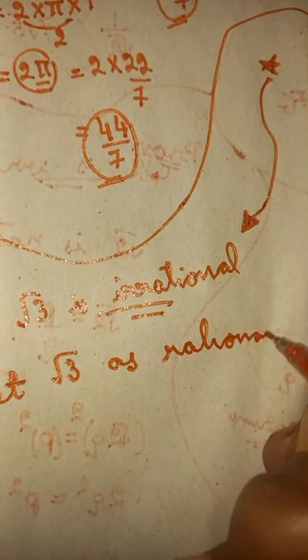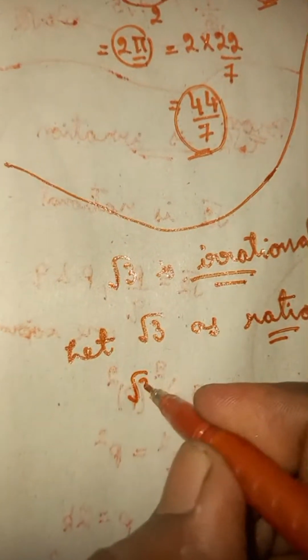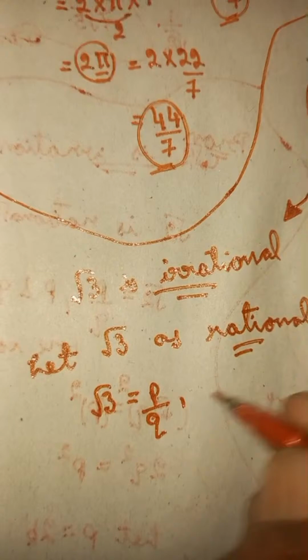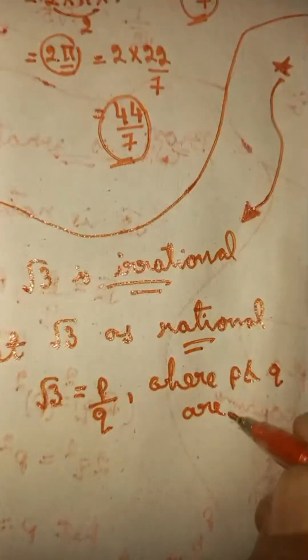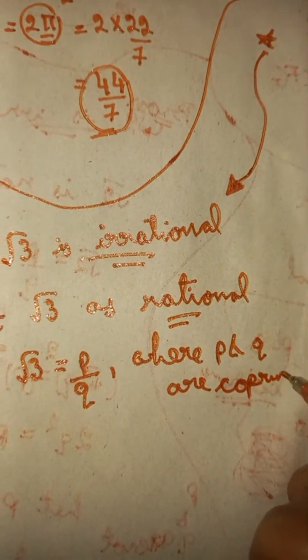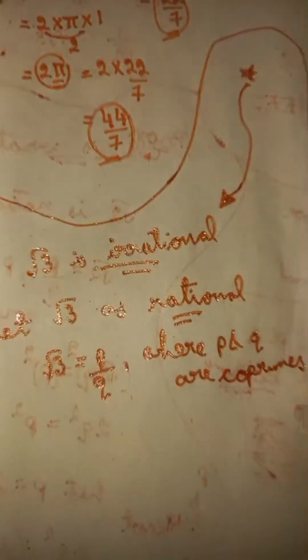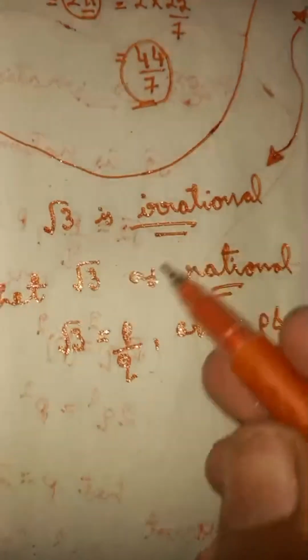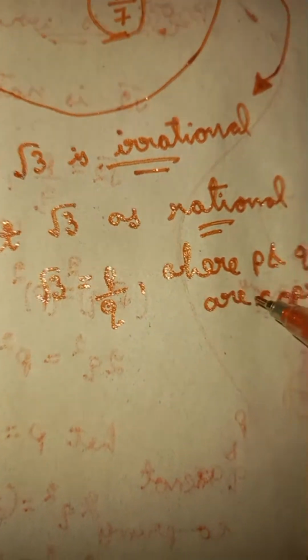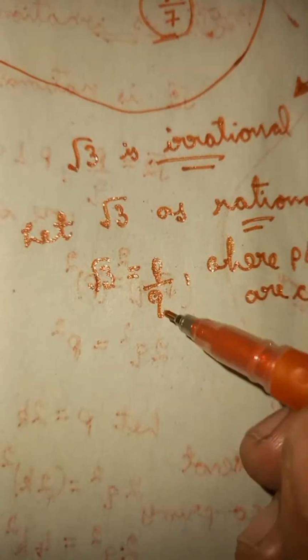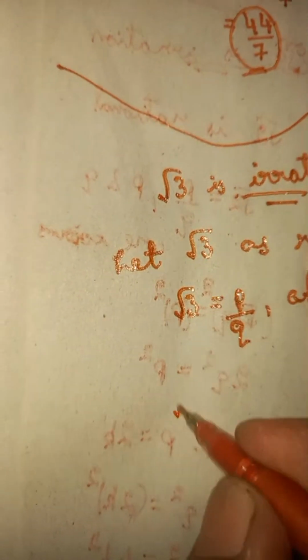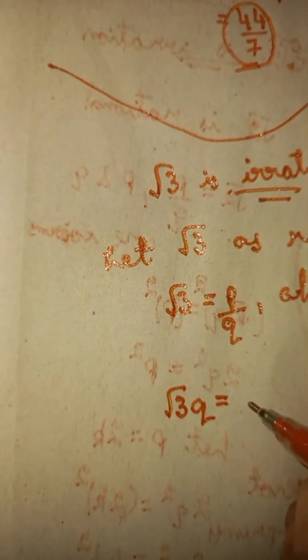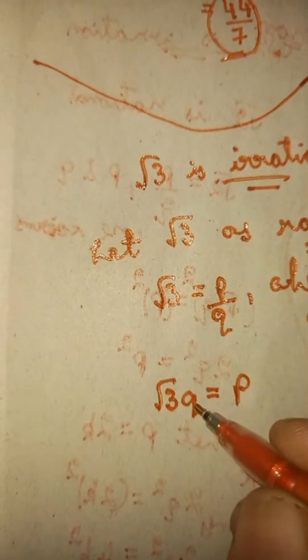So you're going to get root 3 equal to P by Q, where P and Q are coprimes. P and Q are coprimes means they don't have any common factors. So you take P and Q as coprimes, and they don't have any common factor between them. Now take Q across, that is root 3 Q equal to P. Now square on either side.